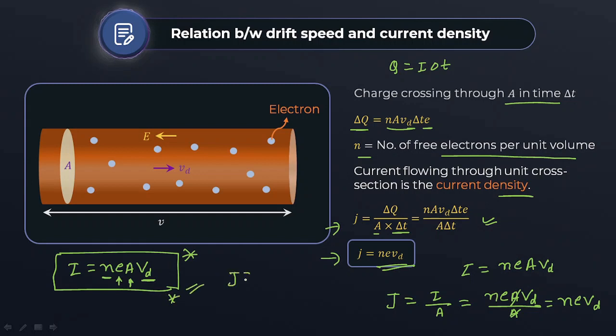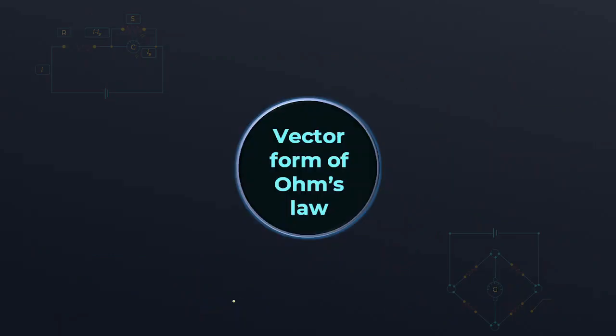And the current density, that is equals to I by A. If I write in vector form, so I will be equals to J dot A. Simple. Now, let us move forward.